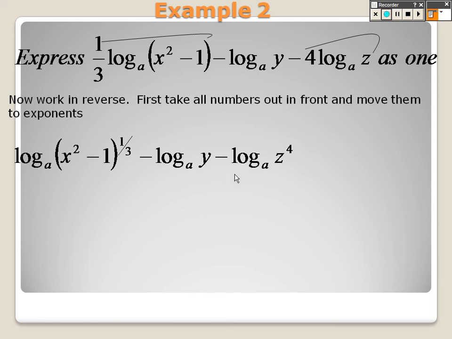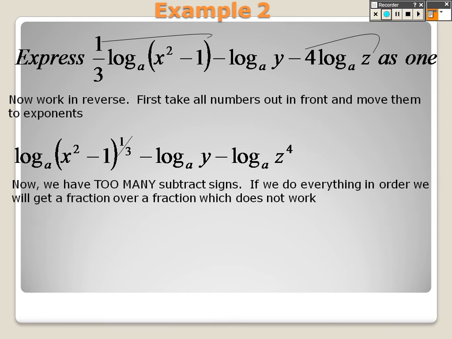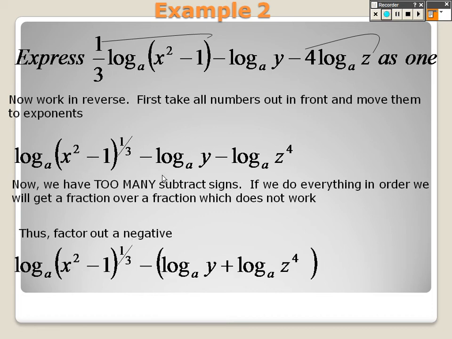So minus signs just mean division all over the place. So now we have too many subtraction signs, right? Minus, minus. If we do everything in order, we'll end up getting a fraction over a fraction, which just doesn't look nice. So thus, I'm going to try to factor out a negative to make this look a little nicer.